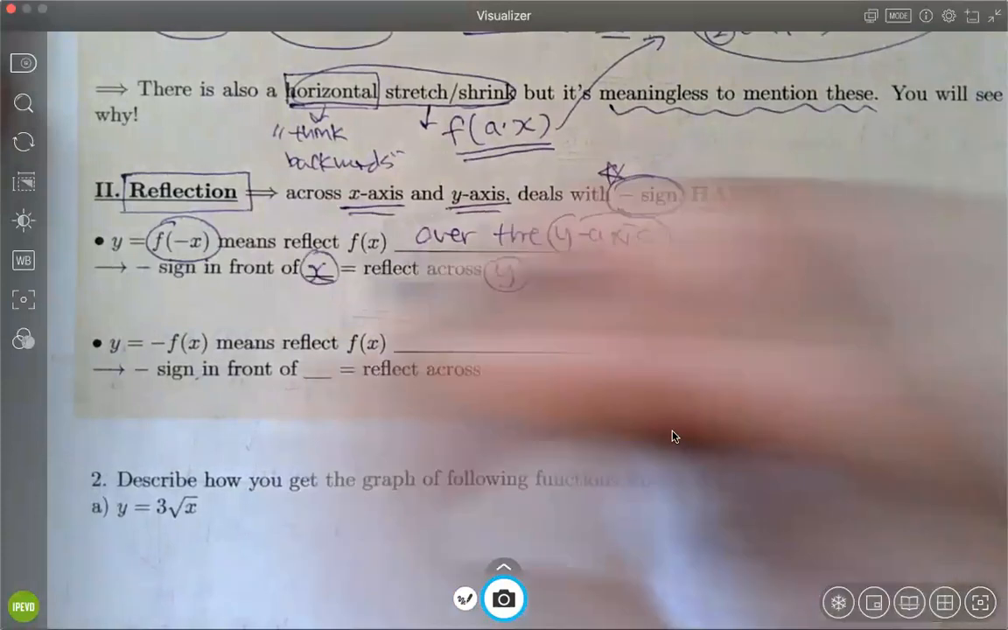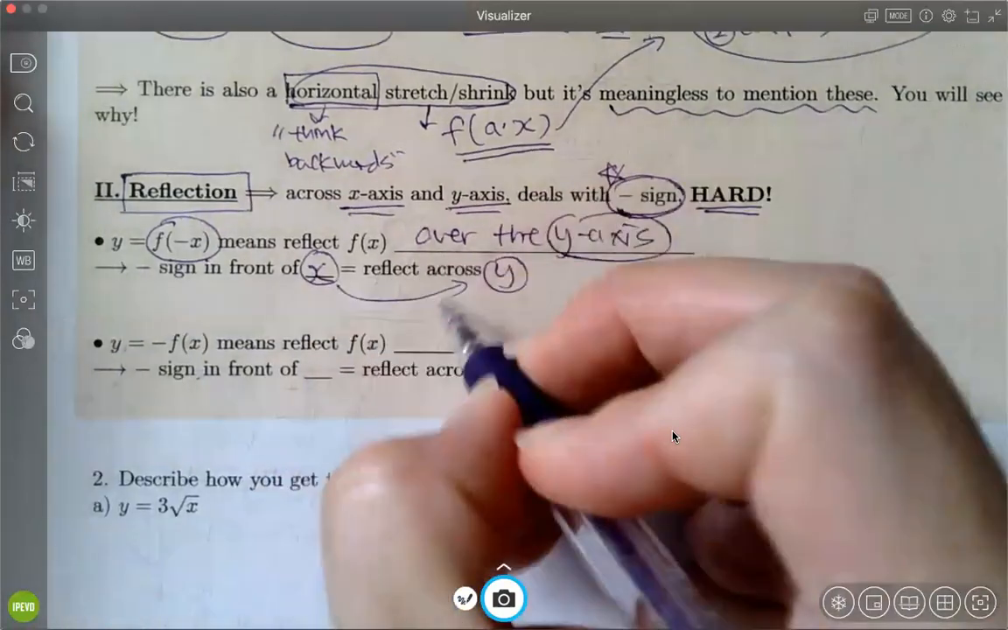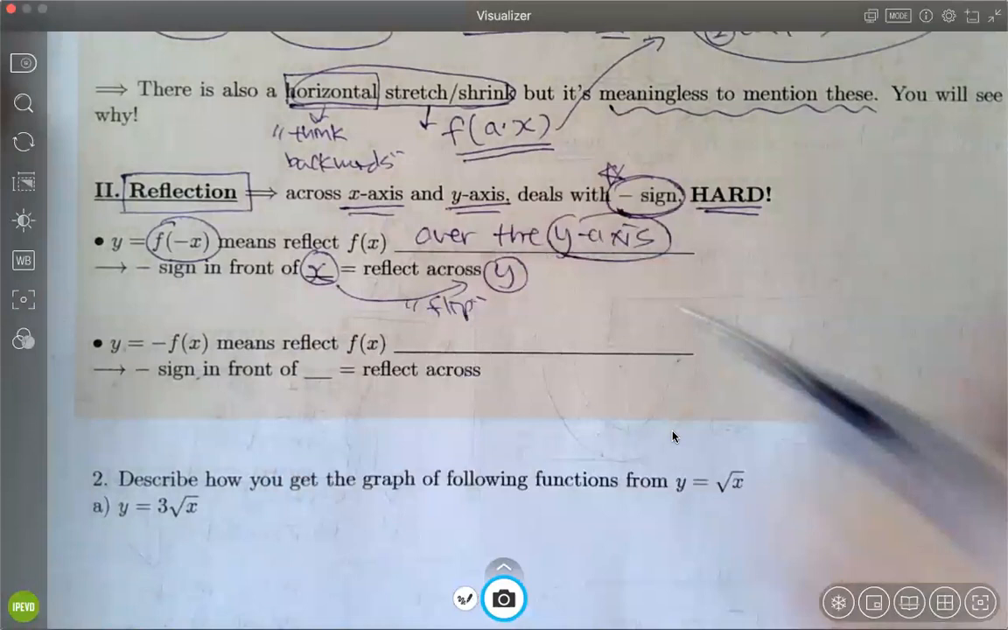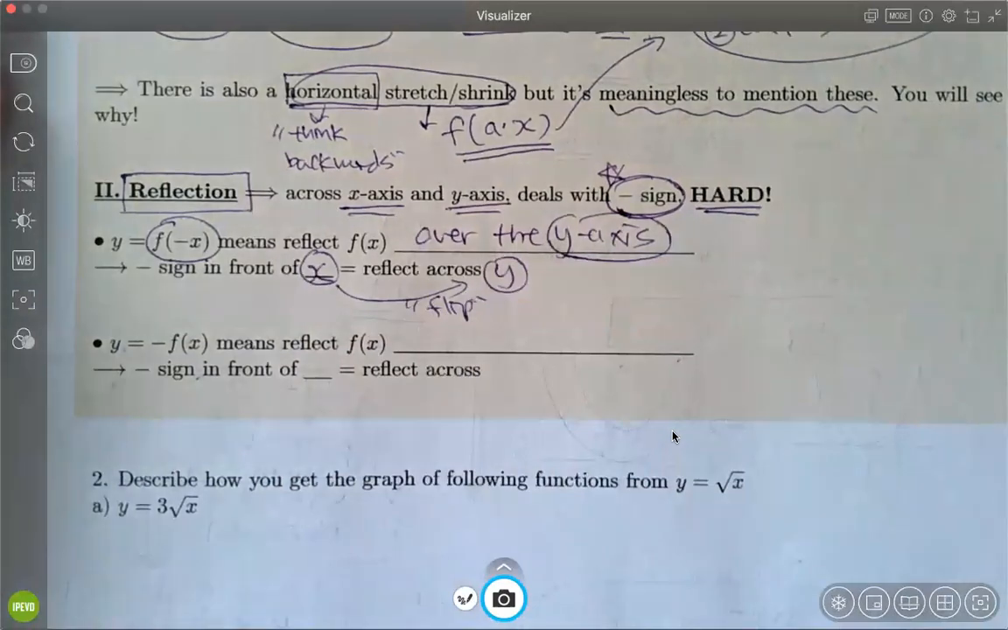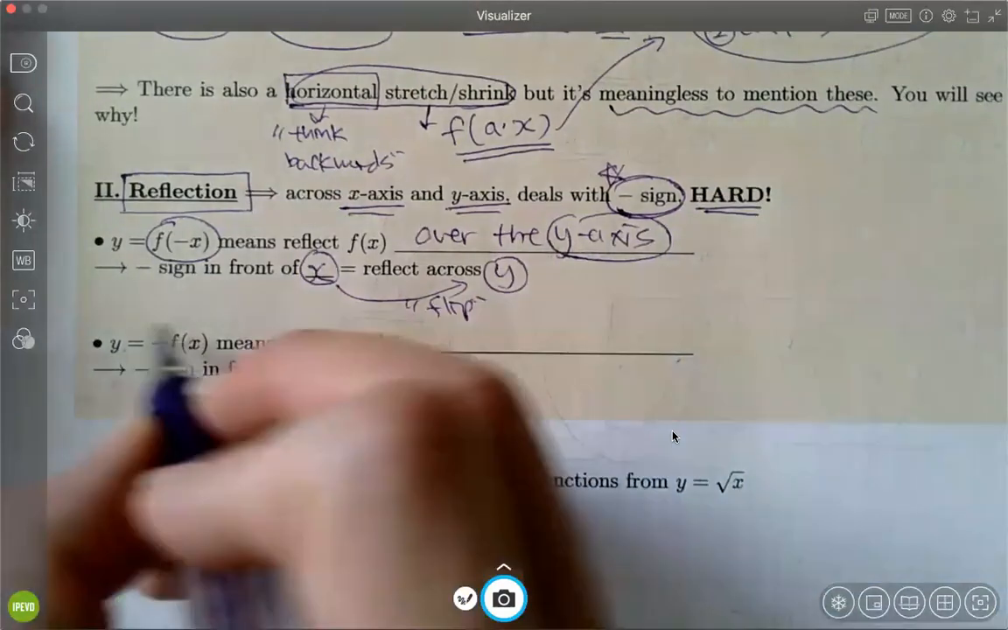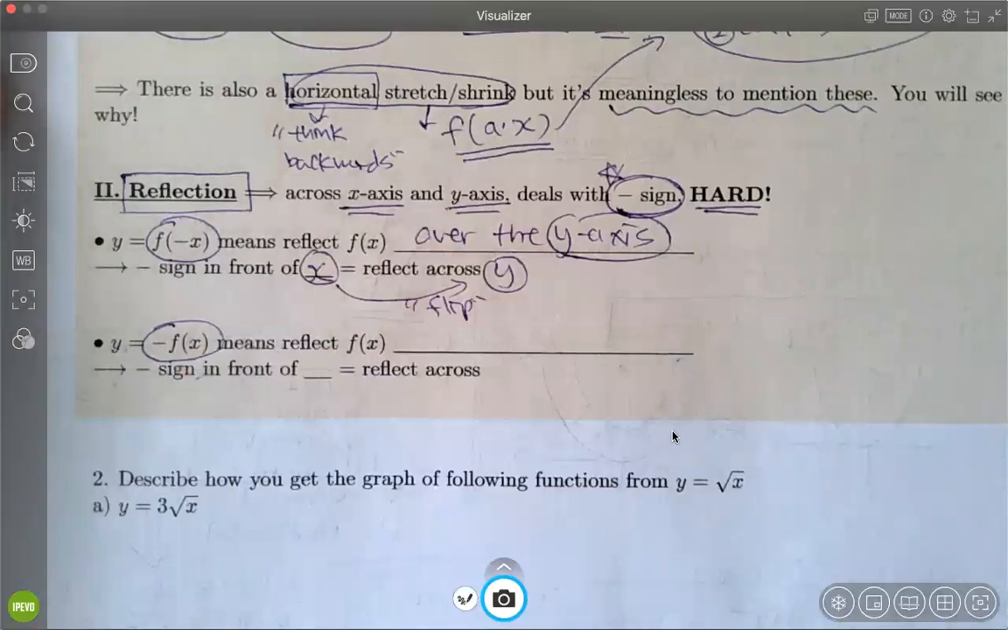Okay, so again, you have to think backwards here. Negative sign in front of x, reflect over y. Okay, and now second case, negative sign is in front of every function.